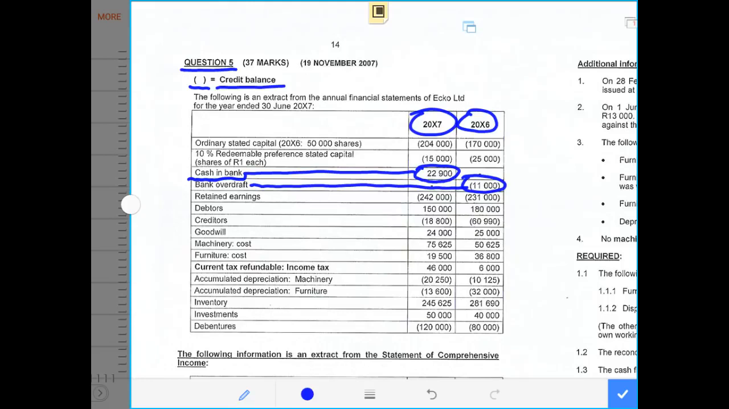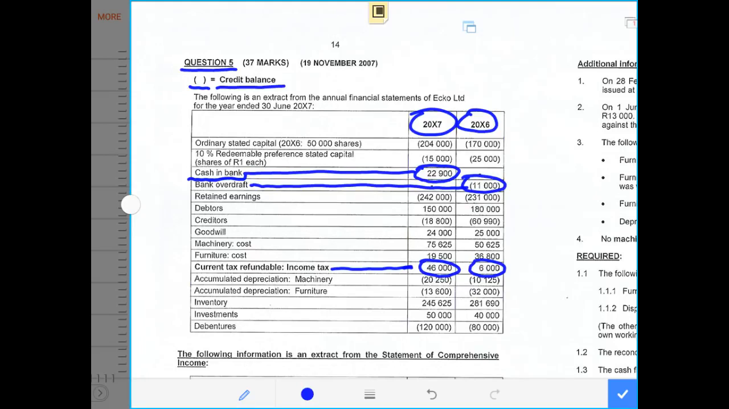I also want to bring your attention to current tax refundable, which can sometimes be noted as SARS. In the year 2006, we had current tax refundable of an amount of 6,000, and it is without brackets. That means it's an asset. Also, our current tax refundable, which is SARS, is 46,000 rands in the year 2007, and it is also positive. That is another indication that this current tax is an asset by the end of the current year.